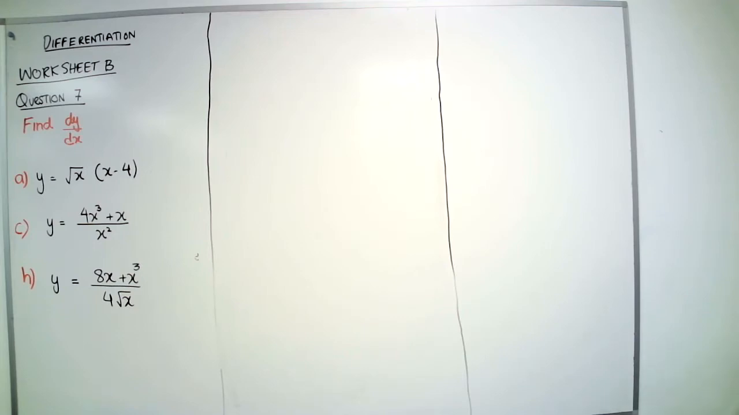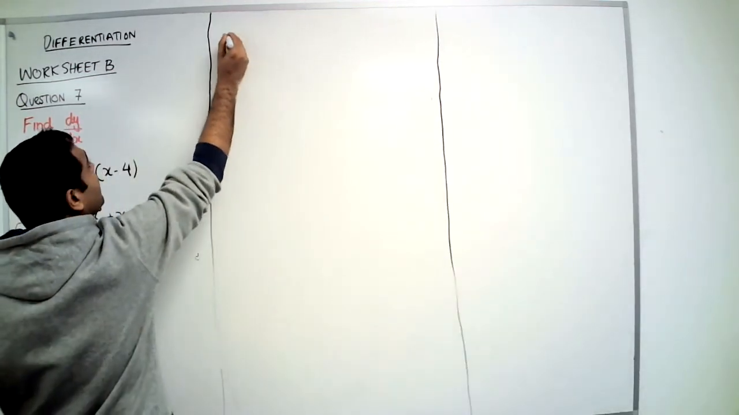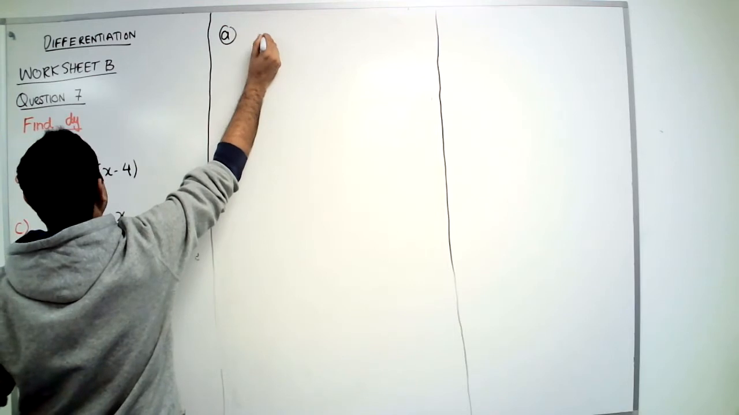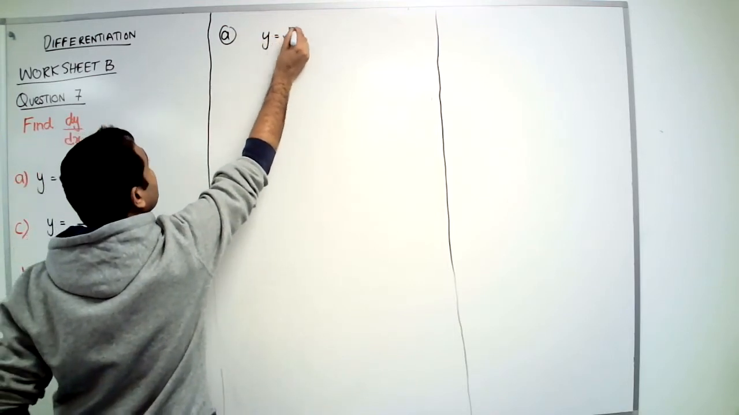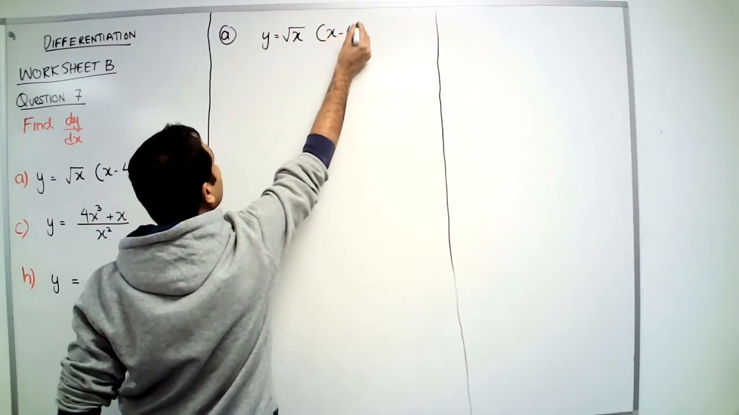Okay. Let's say we got these 3 questions. Question number 7 on worksheet B. So question 7A is y equals that. So we have a look at this bit. Let's have a look at the first question then. We have y equals root x, and then I got x minus 4.